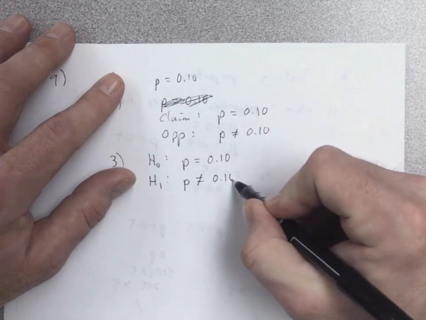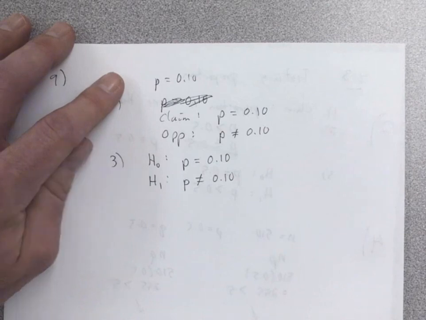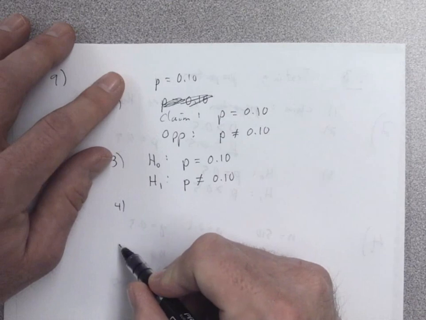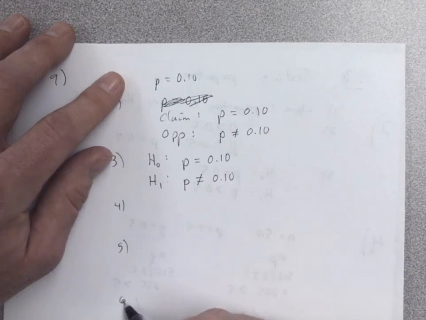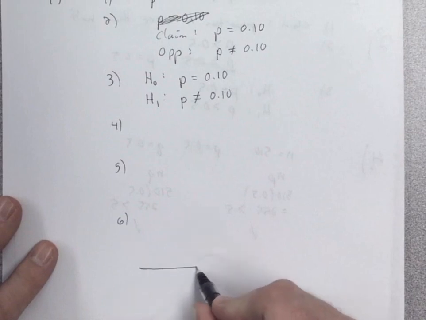Now remember, the alternative tells us our tails, right? How many tails is this? 1 or 2? So I'm going to go down to 4, 5, 6. So let's explain why this is what it is.